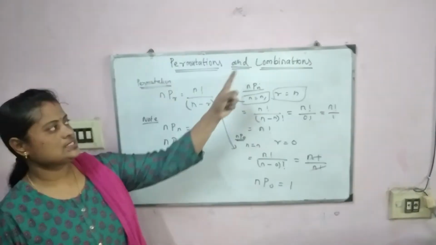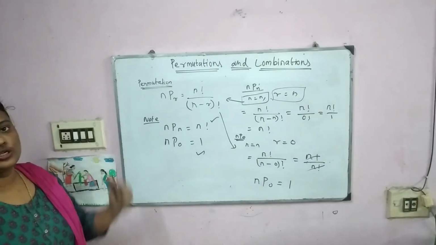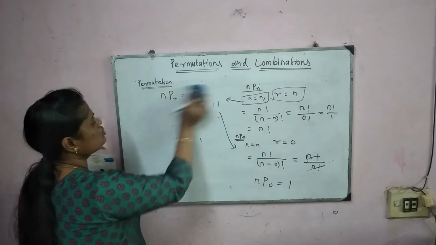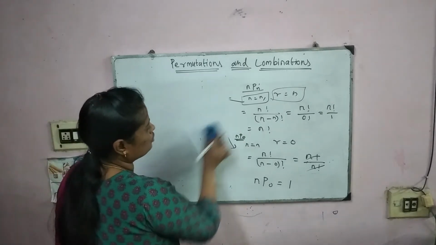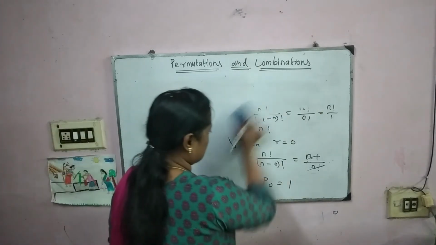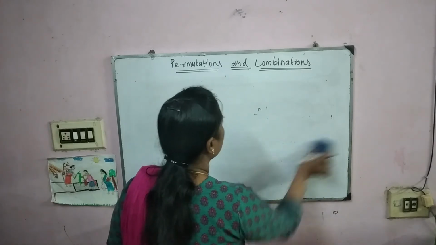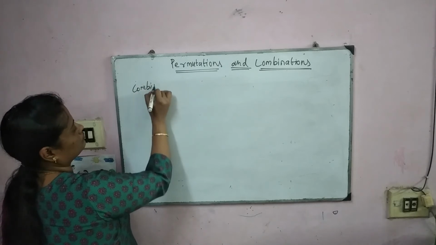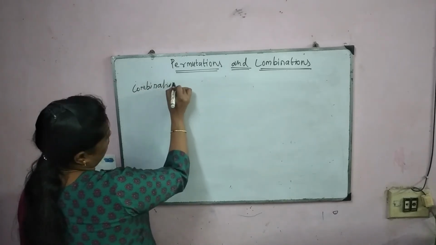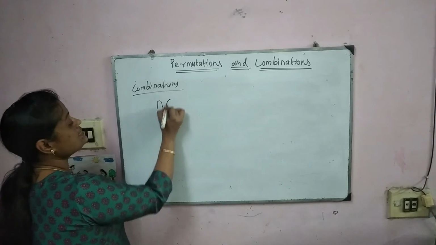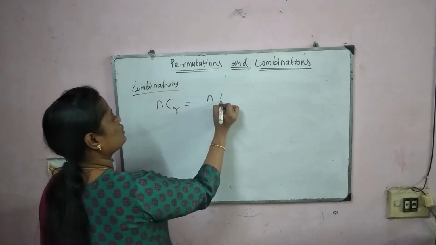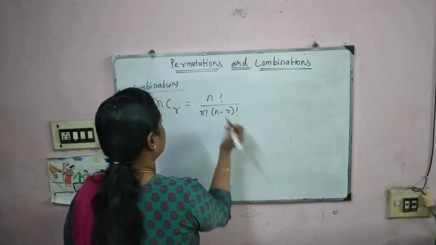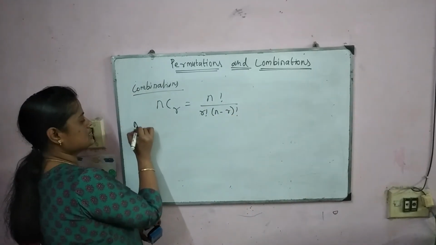Okay. Next we'll see the combination. Yes. So what is combination? We always know combination is nothing but selection. Let's start. So combination, that is nCr. The formula is n factorial divided by r factorial into (n minus r) factorial. This is very important and we'll see some results.